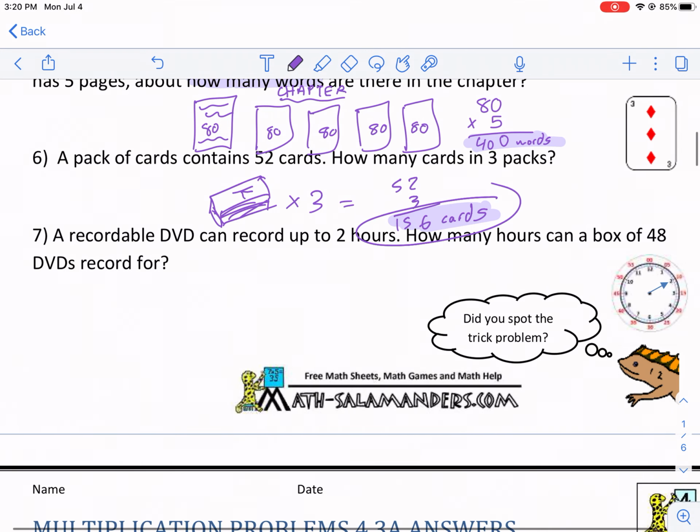A recordable DVD. These things are great. 2 hours record time. So 2 hours. How many hours can a box of 48 record? So we've got not just 2 hours. We're going to multiply this by 48 DVDs in that one box, because there's 48 DVDs in there. So we do 48 times 2. So 8 times 2 is 16. Carry the 1. 96. Make sure not DVDs. 96 hours because we're looking for hours.